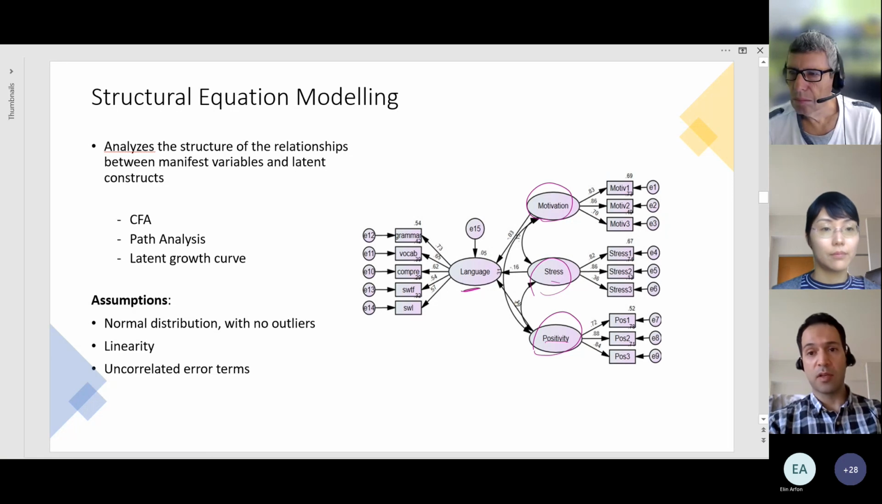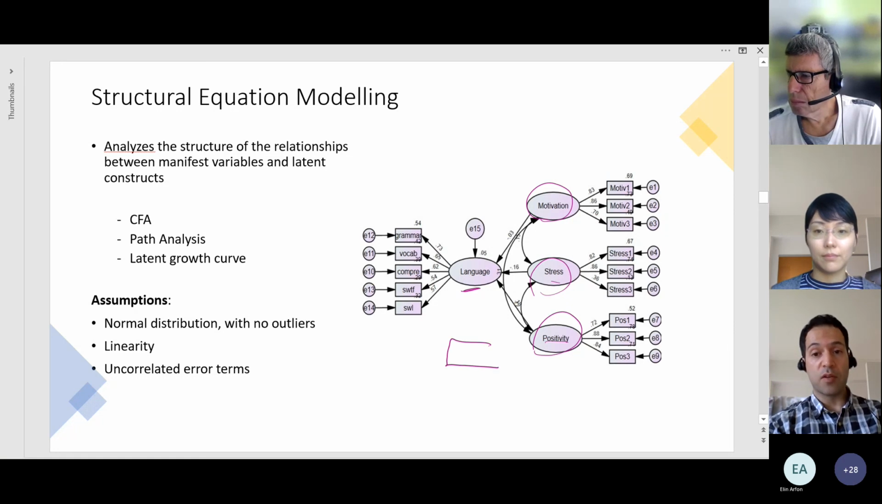And as you see, there is a sort of relationship between motivation and language and other latent variables in language. This is structural equation modeling. It allows us to find out the relationship between latent variables, but it's not limited to latent variables. You can include an observed variable, for example, gender, and find out whether gender affects your language performance latent variable, or it affects positivity, and so on and so forth.